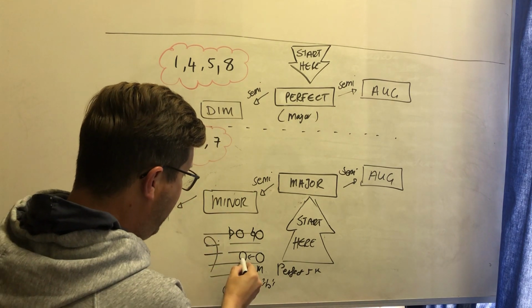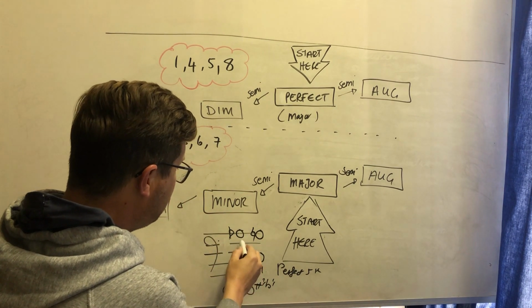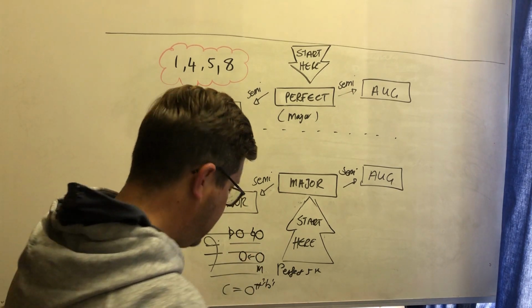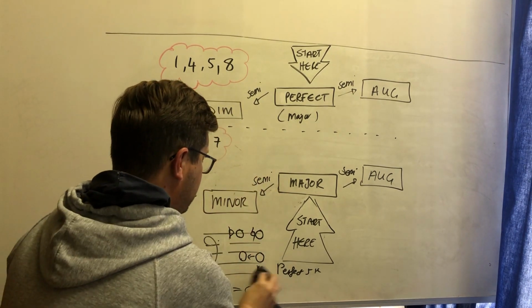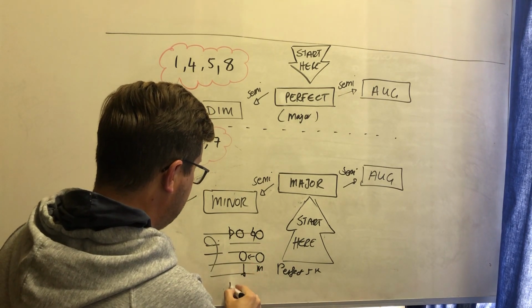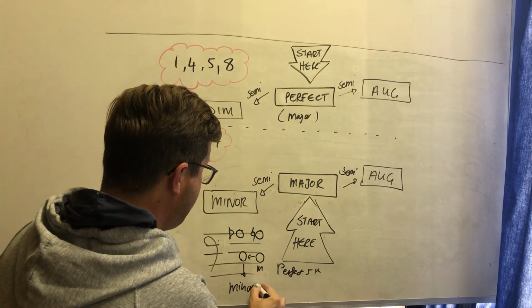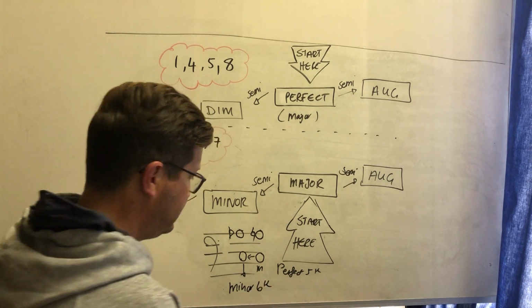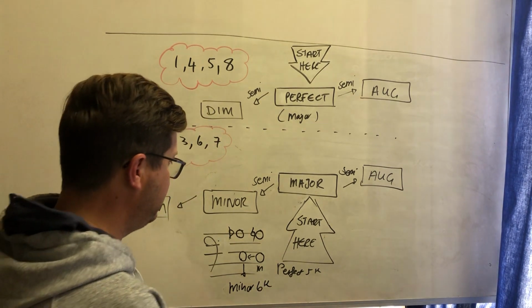So from C to A flat is then, where's my laptop? So this answer is minor sixth. Let me do another one.